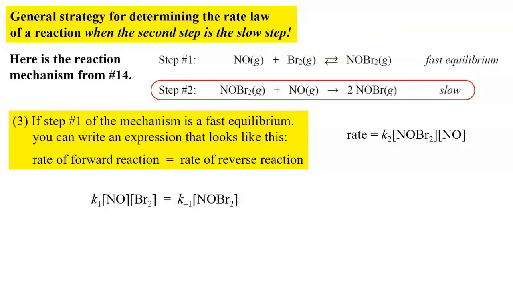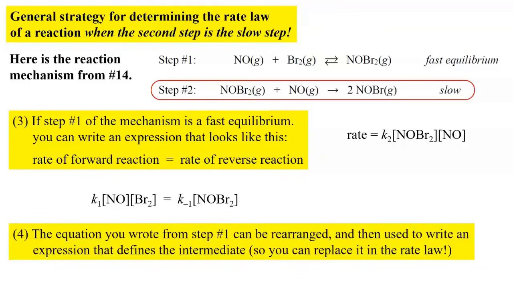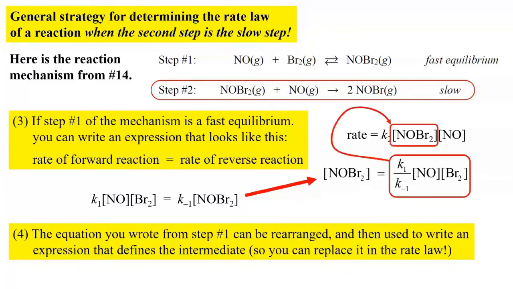And then once you write that expression, you can rearrange that equation and use it to write an expression that defines the intermediate. So get the concentration of the intermediate on a side by itself, do a little algebra, and then that way you can replace it in the rate law. So once you have an expression for the concentration of the intermediate equals a bunch of other stuff on the other side of the equation, then you can plug that in, substitute, replace the concentration of the intermediate.